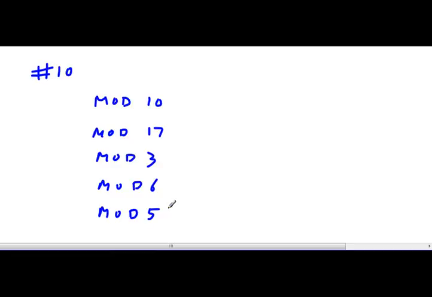Okay. So the modulus is how many are there? All right. And again, that's a very simple question to change so that the answers are different on the test. But the question's going to be there. Number 11.